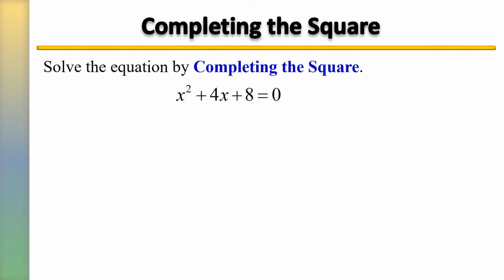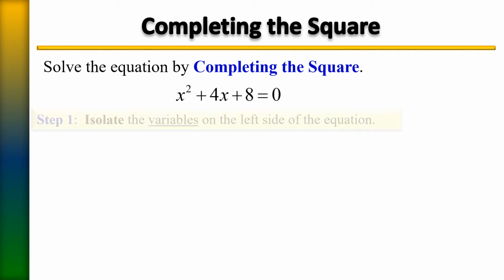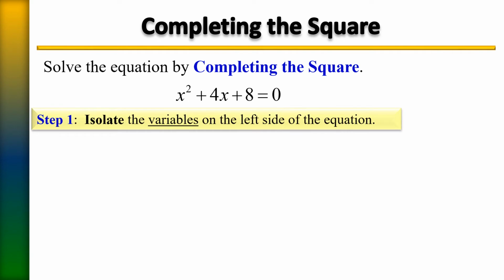In this example, we're asked to solve the quadratic equation by completing the square. Now, the first thing we need to do to complete the square is to isolate our x terms. So we're going to isolate them on the left side, and we're going to move the 8 over on the other side, the right side.